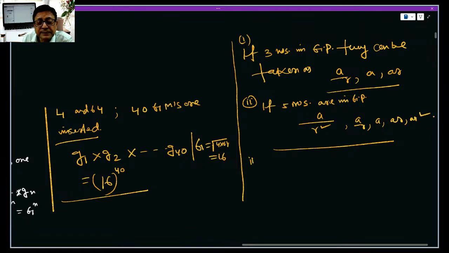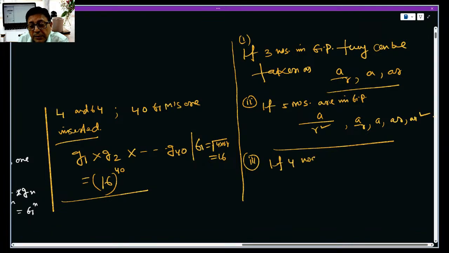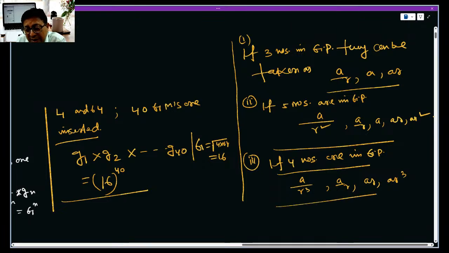Next, number 3. If 4 numbers are in GP, they can be taken as A by R cube, A by R, AR and AR cube. Clear? You can take terms this manner. Okay?